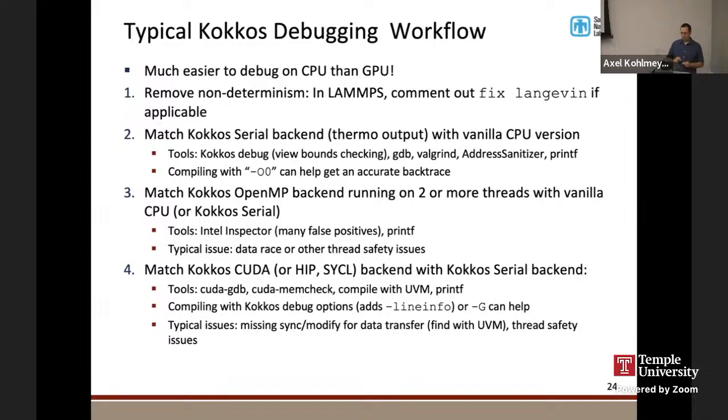So typical issues, if you've gotten this far, is just a missing sync or modify for data transfer. If it runs correctly with UVM, but it runs incorrectly without UVM, then it's almost certainly a data transfer issue. And then there are also thread safety issues like missing atomics. Missing atomics would be like if your answer changes slightly. So assuming you turn off fix langevin and you don't have any random numbers, if your answer changes slightly or a lot from run to run, so you just run it once and then run it again, if those aren't exactly the same, then there's a good chance that you have a race condition and you need atomics.